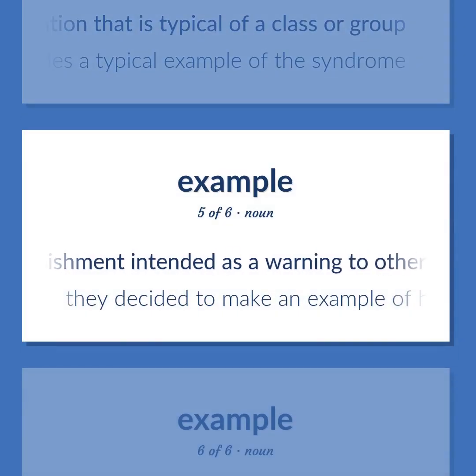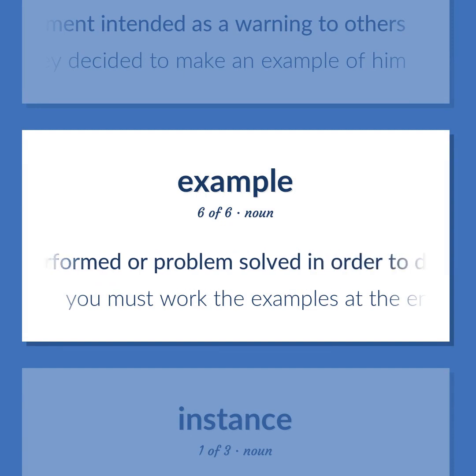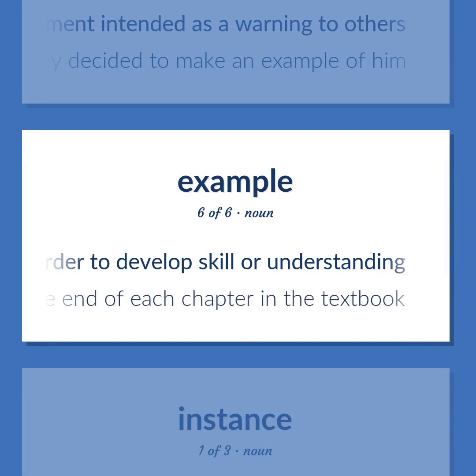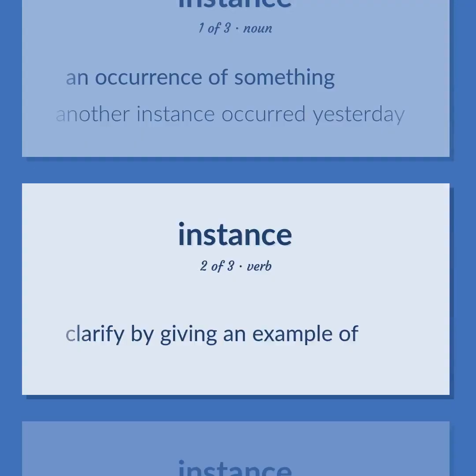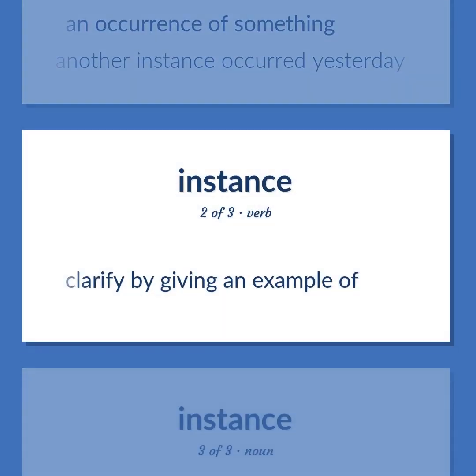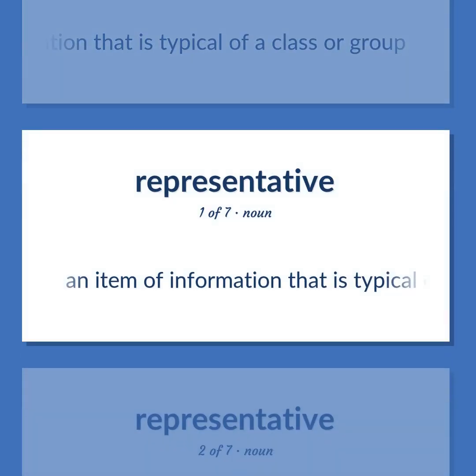Punishment intended as a warning to others. They decided to make an example of him. A task performed or problem solved in order to develop skill or understanding. You must work the examples at the end of each chapter in the textbook. An occurrence of something. Another instance occurred yesterday. Clarify by giving an example of. An item of information that is typical of a class or group.